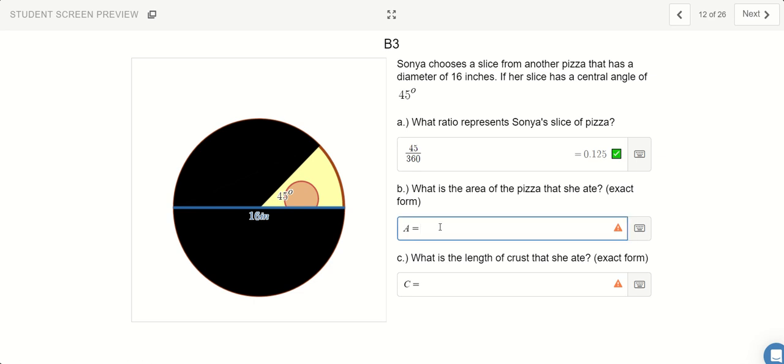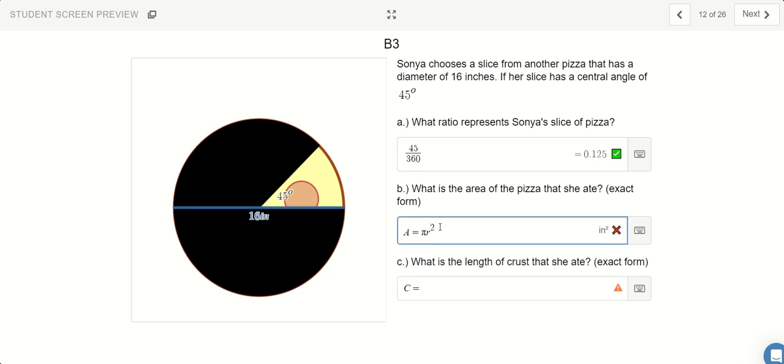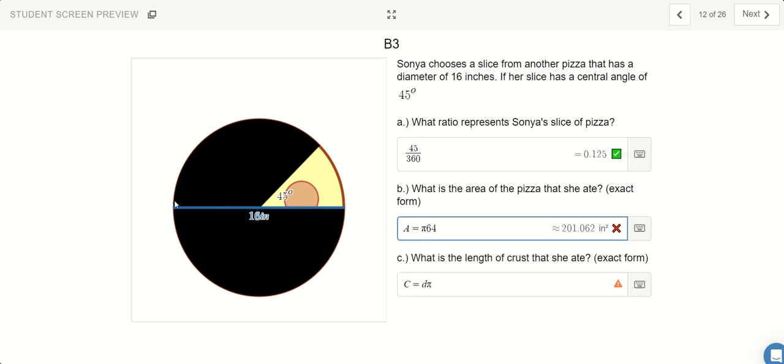We know that the area is pi r squared, that's our formula, and the circumference is diameter times pi. Here, the radius, the half length, is going to be 8, so pi times 8 squared, and 8 squared is 64. And here the diameter is 16, so 16 pi. This would be the whole circle, so the whole area would be 64 pi.